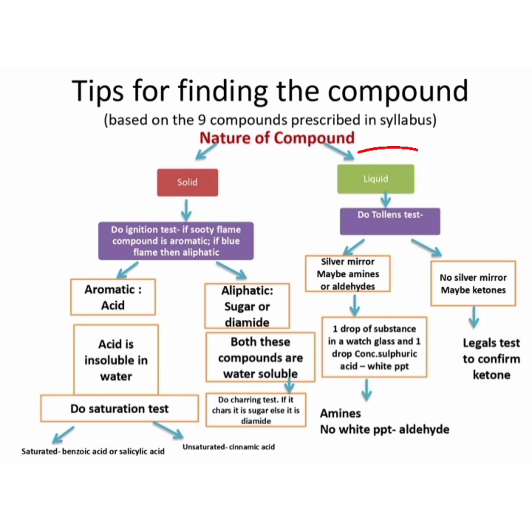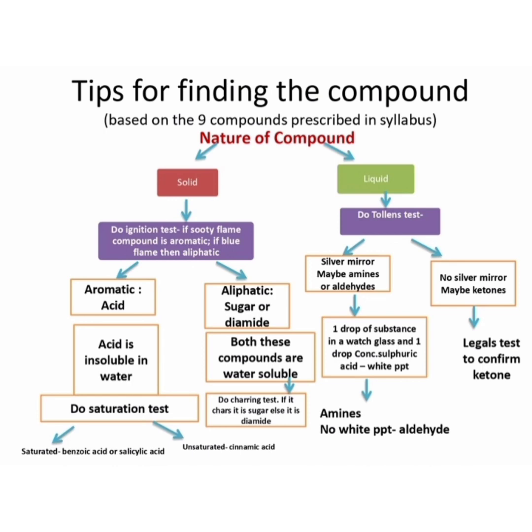In case the given compound is a liquid, then do the Tollens test. If you get a silver mirror, it may be an amine or an aldehyde. If you don't get a silver mirror, it may be a ketone. Underline, I am using the word maybe because they are only preliminary tests and they are not confirmatory tests. That's why I am using the word maybe.